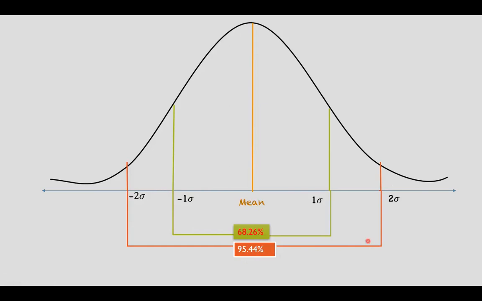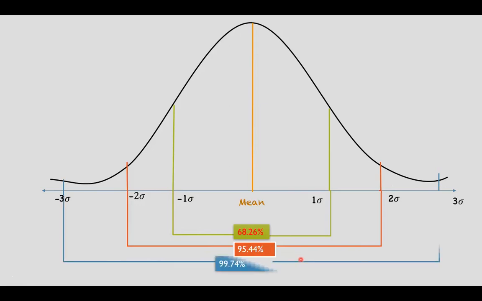Then it is -3 to +3. How many observations lie between -3 and +3 standard deviations? It is 99.74%. That is, 99.74% of cases lie between -3 to +3 standard deviation. Because the curve never touches the baseline, here it goes to infinity and here it also goes to infinity. It never has a percentage exactly equal to 100.